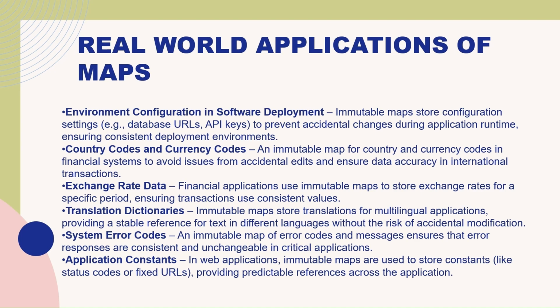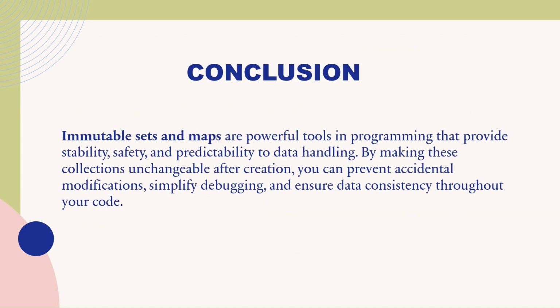System error codes: an immutable map of error codes and messages ensures that error responses are consistent and unchangeable in critical applications. Application constants: in web applications, immutable maps are used to store constants like status codes or fixed URLs, providing predictable references across the application.